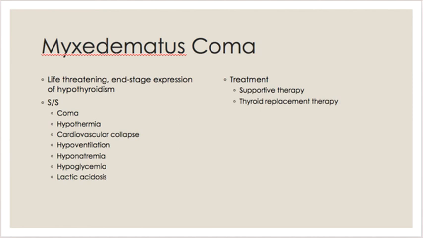Some signs and symptoms you might see are coma, again hypothermia, cardiovascular collapse, hypoventilation, hyponatremia, hypoglycemia, and lactic acidosis. Treatment is going to be supportive therapy, so basically managing all of the symptoms that occur, so fixing the cardiorespiratory status, repairing or replacing electrolyte imbalance, and hypoglycemia. And then, of course, you want to start thyroid replacement therapy.